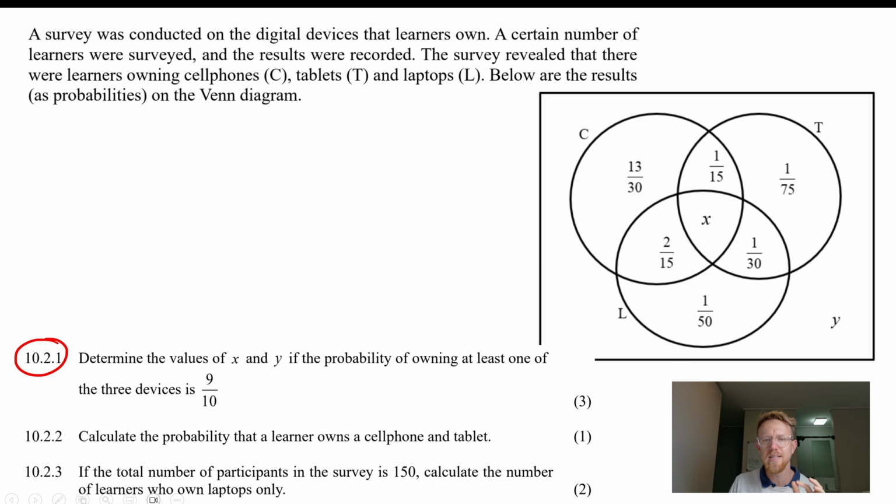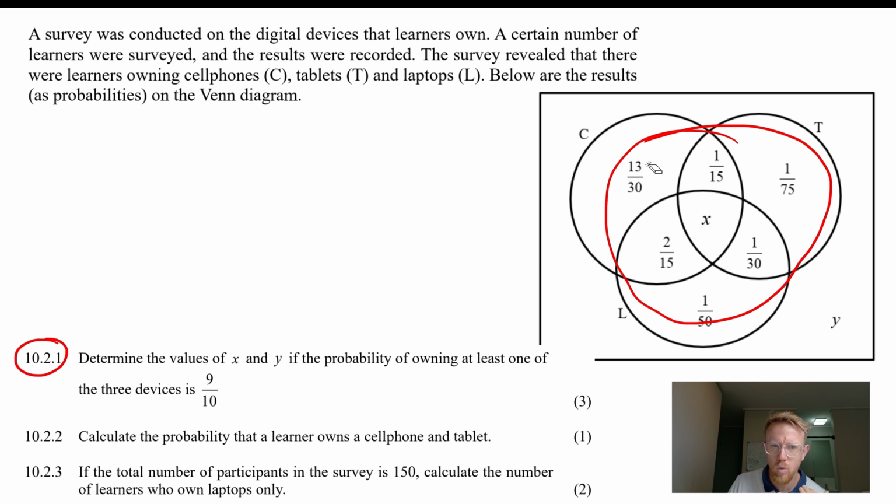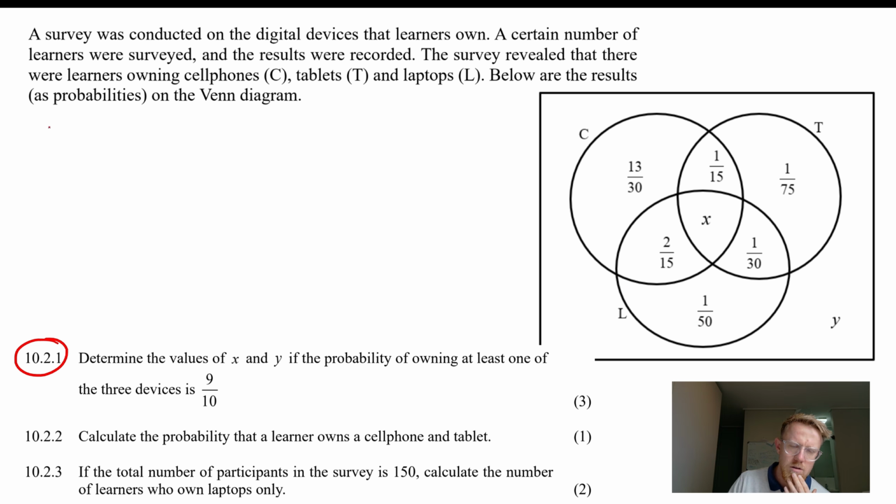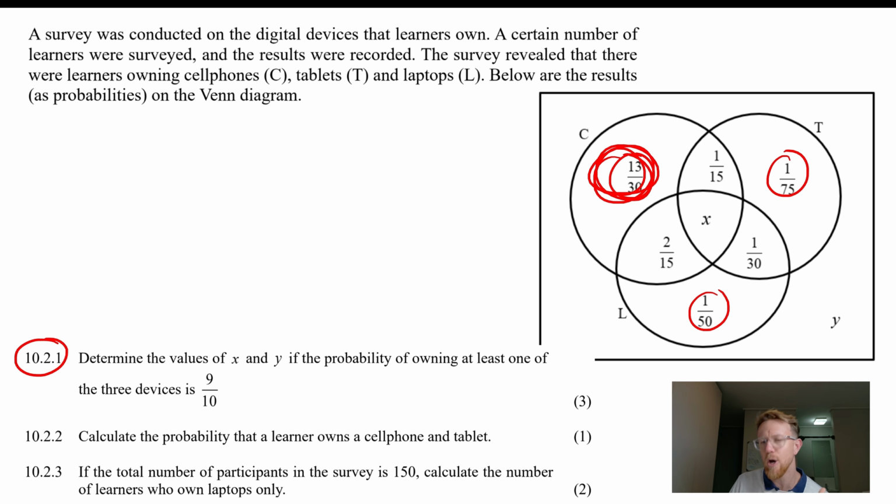So the probability of owning at least one of the devices. So that would be all of this. That would be all of this. Because people who own one device only would be these people over here. So these people here only own a cell phone. These people only own a tablet, and these people only own a laptop. But they said at least. So you can have more than one device.